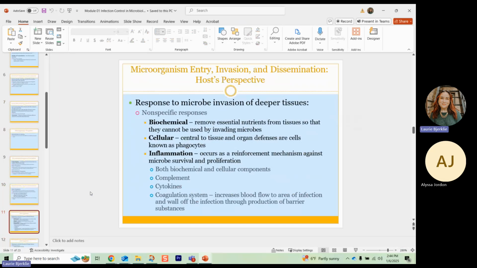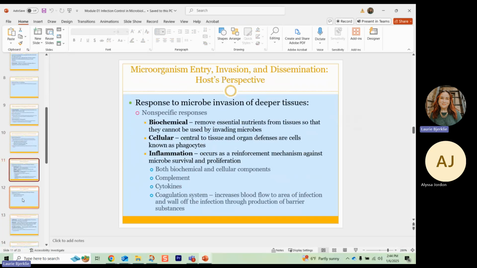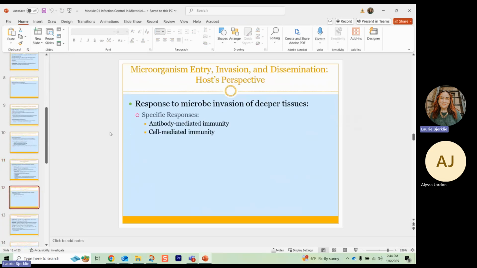We have other non-specific responses. Once a bacteria can overcome your skin and mucous membranes, your body has different chemicals we can release. We have different cells that get involved, like phagocytic cells that try to eat the bacteria. We have inflammation that happens. These are all very immune system things. I am not going to discuss this here because you are going to learn this heavily in immunology. Immunology will teach you all about these processes. So we'll just keep going. Once they get past the non-specific response, they go into the specific response, which involves antibodies. This is where we make antibodies to really defend against it.